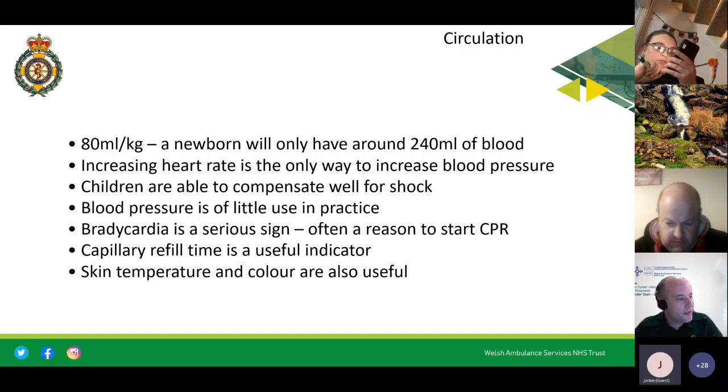Awesome. So what we're going to do now is look at some videos. The first thing we're going to look at is croup and stridor.